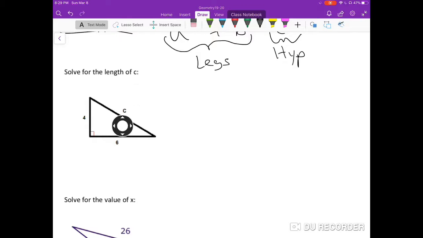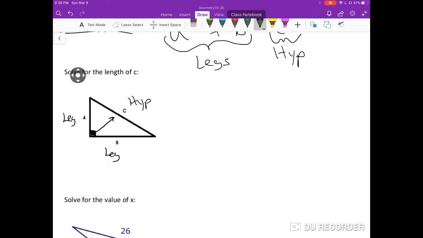All right, so we're going to solve for this segment right here. Now, how do I know that I can use a Pythagorean theorem? So I know I can use a Pythagorean theorem because I have this right angle. Pythagorean theorem will only work in right triangles. All right, so I know that since this is the right angle, the side that's across from it is my hypotenuse, which makes these both legs.